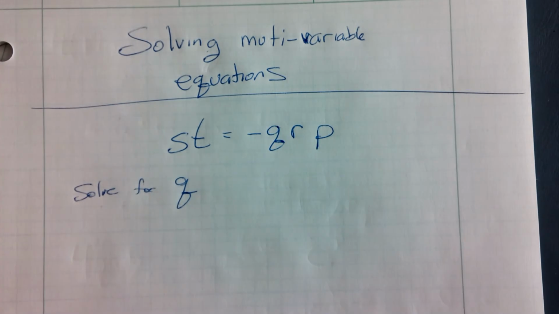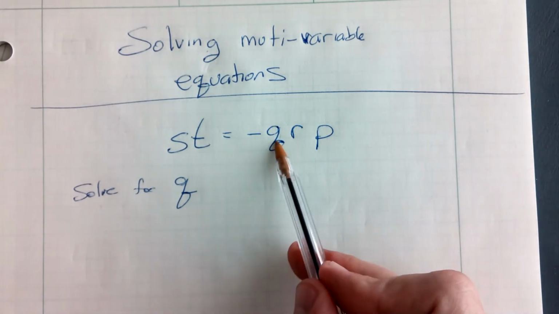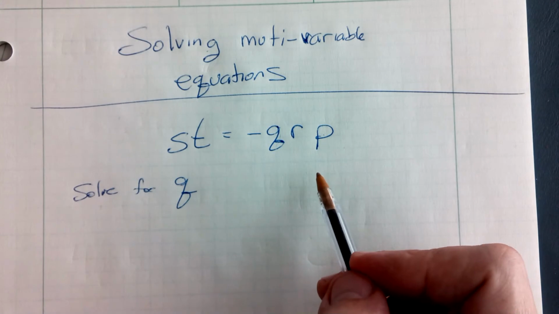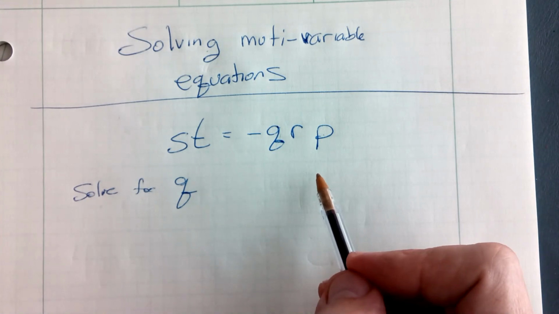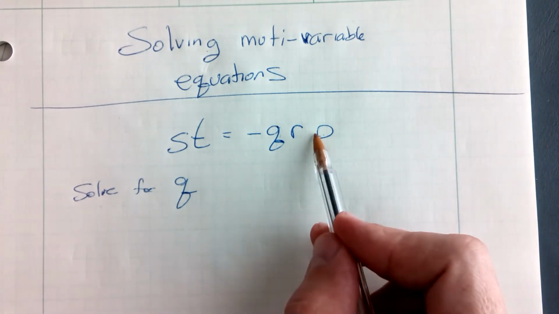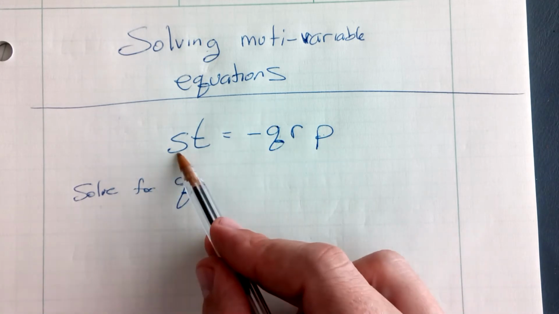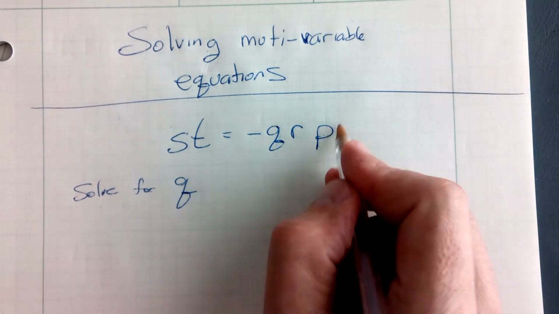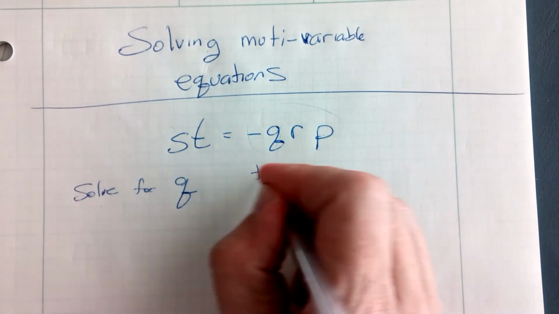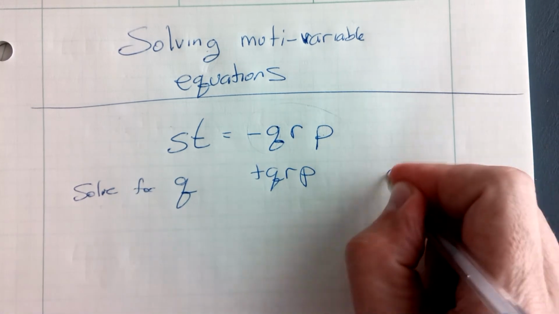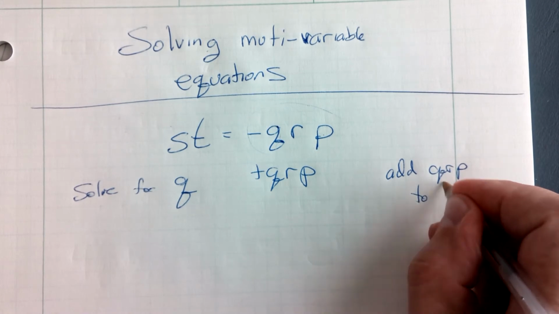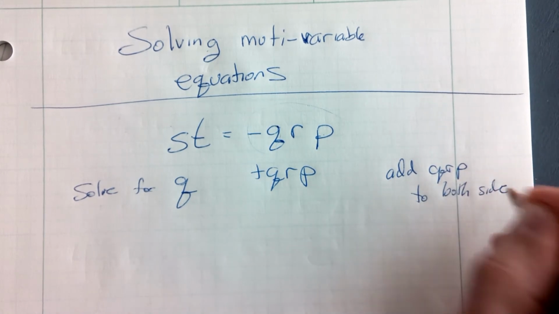Well, just like solving a normal equation, what we want to do is eventually isolate the variable we want to solve for, and then we'll have everything on the other side. I prefer to keep the variable I'm isolating on the left side. So the first thing I would do with this expression is swap them. I'm going to add the q over this whole term. I'm going to add QRP to both sides, which is perfectly fine.